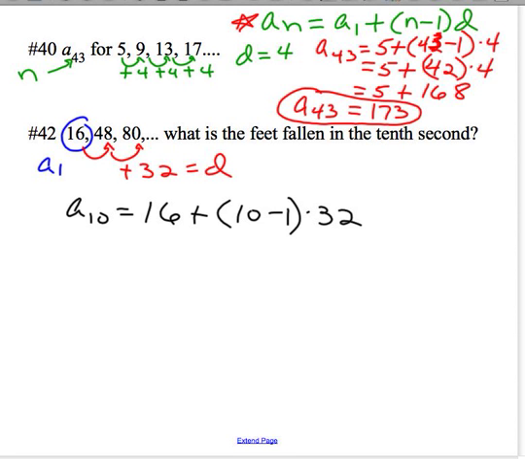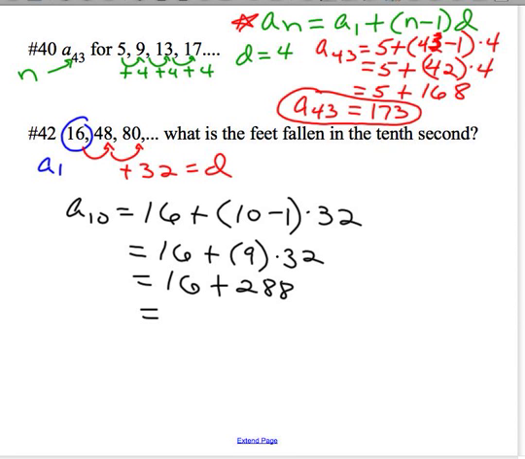That's my common difference. I could type that in my calculator all at once, but since I don't have one, I have to do it in my head piece by piece. 9 times 32 is 288. Add my 16. Then the 10th second of free fall, an object will fall 304 feet.